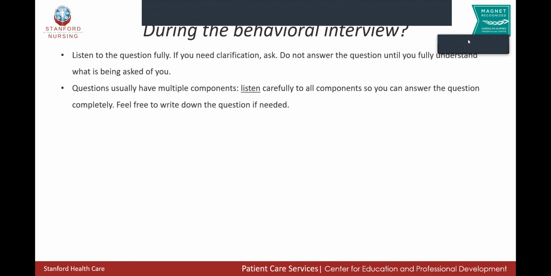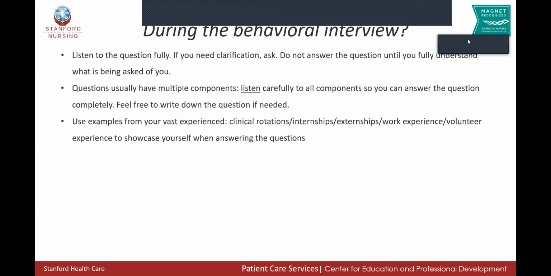So if it's something that you need to have on the side, go ahead and write it down, just to make sure that you're being effective in answering all the components. You want to use examples from your experience. So you could use clinical rotations, your internships, externships, your work experience, volunteer. You just really want to showcase yourself when answering the questions. And I know that's something that's a little difficult for most of us to do.